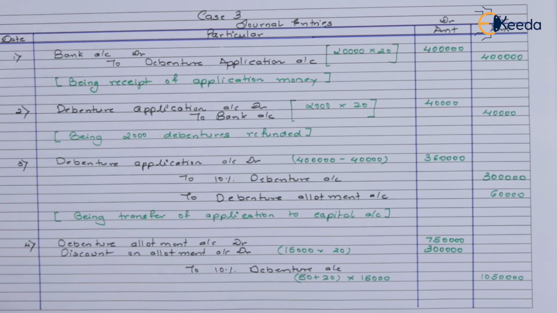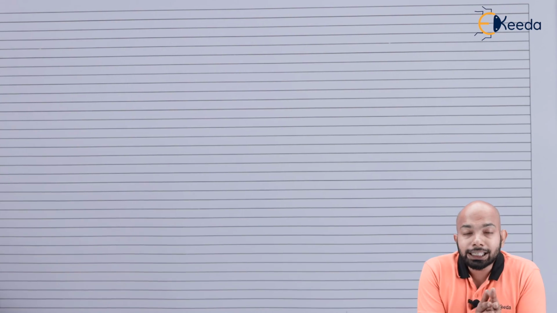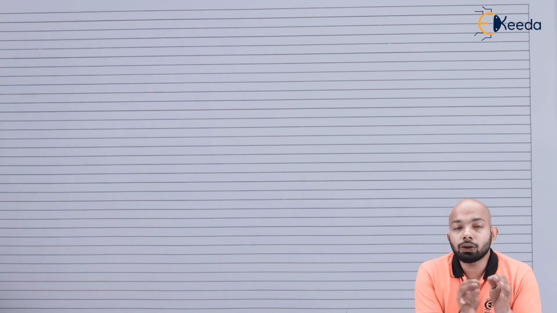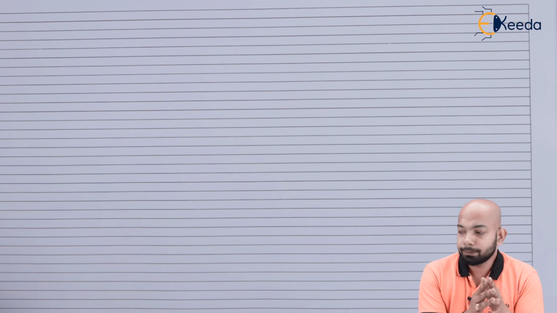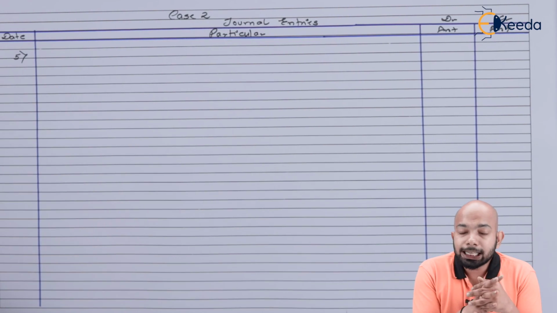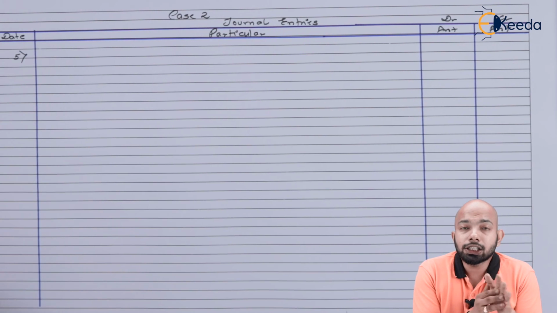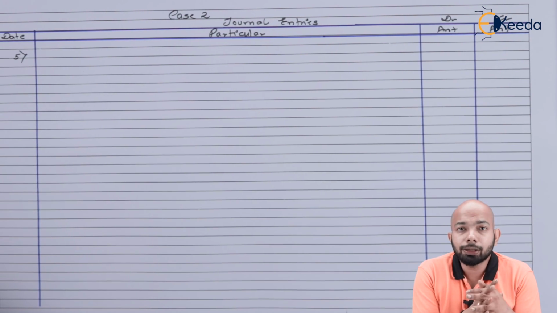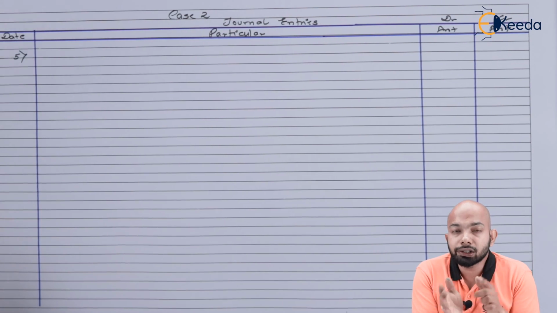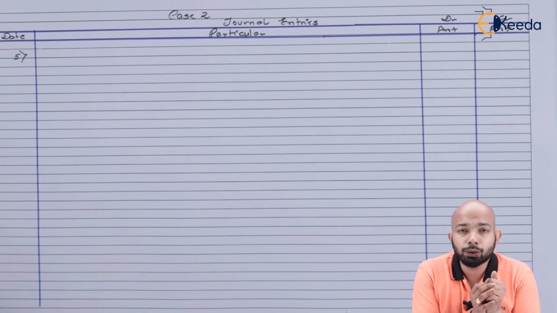But that is again an expectation. The reason being there are certain calls in arrears as well in this question. Now, the next set of entries will refer to allotment received, final call due, and final call received. Let's start with that. Now, when it comes to receipt of allotment money, we understand that there are certain calls in arrears because Mr. X, who had 1,000 debentures, failed to pay the allotment and the final call. So we'll pass the receipt entry according to that.